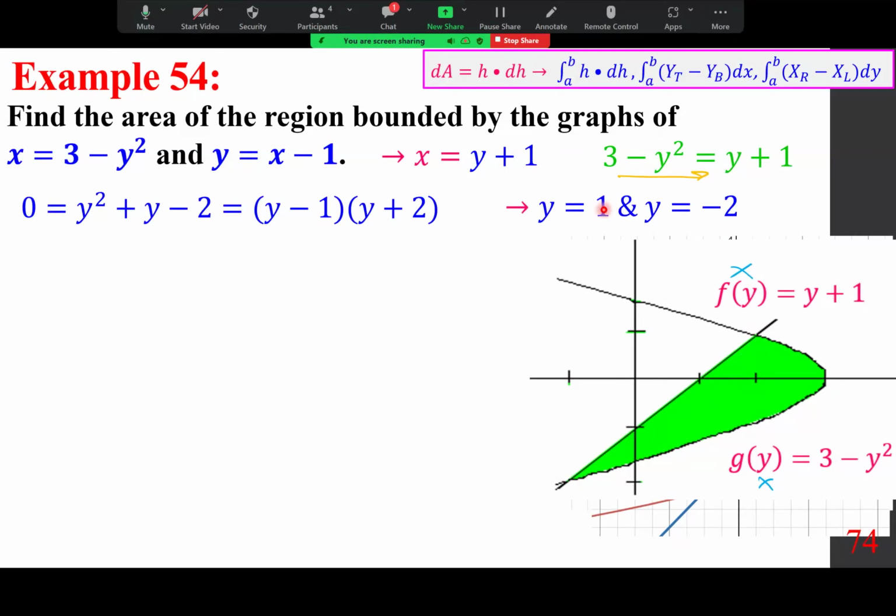So if y is 1 and you put it here, x becomes 2. So this, it's easier to go with that. So y is 1, you replace it, and x becomes 2. So this point has coordinates 2, comma 1. y is negative 2, put it here, you get negative 2 plus 1 is negative 1. So that means this one, negative 1, comma negative 2. So we have this pair and we have this pair.